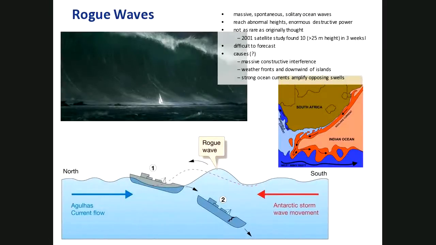So this is an artist's depiction of a rogue wave. I can't imagine you're zipping along in your little sailboat, and there are the waves in the background, man. That's a big wave. Rogue waves are massive and spontaneous. They seem to come out of nowhere. Folks on ships that have been hit by rogue waves will talk about being in heavy seas, 30 or 40-foot seas, and all of a sudden here comes a 90-foot wave out of the middle of nowhere. As I said, for the longest time, we felt that was probably just a bunch of baloney. They get to these abnormal heights with a lot of power. Not as rare as we initially thought.